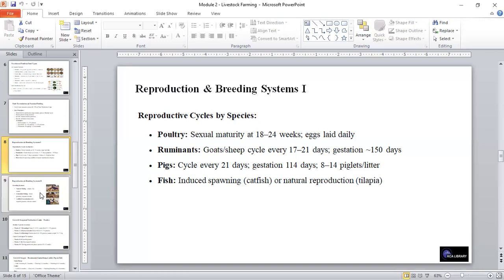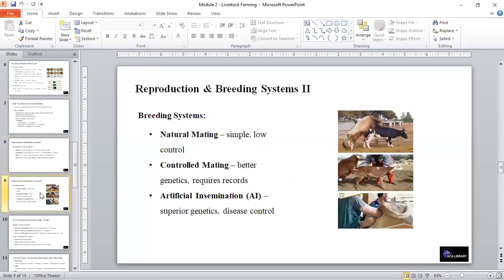Fish can be induced. So induced spawning can be done for catfish, while natural reproduction can be allowed, especially for tilapias.